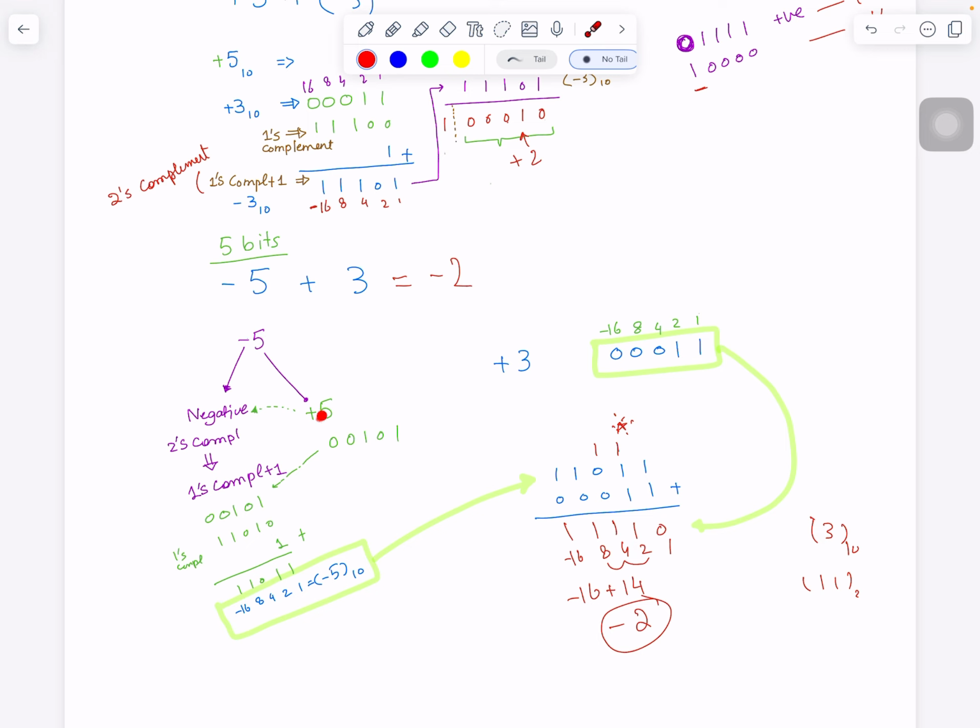First you create the plus 5 equivalent binary, which is this, 1 and 4. Then you create the 1's complement. All you do is invert the bits. 0 becomes 1, 1 becomes 0. Okay, and then you add 1 to make it 2's complement. So 1, 1, 0, 1, 1. So this one, even if you check it in decimal, is really minus 5.